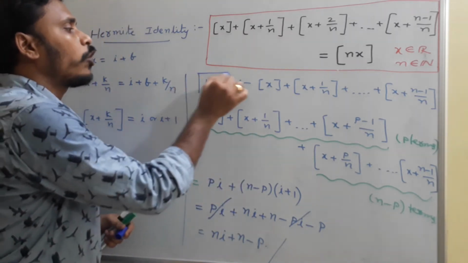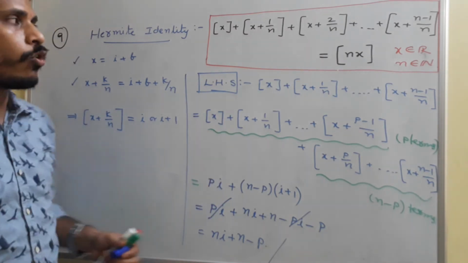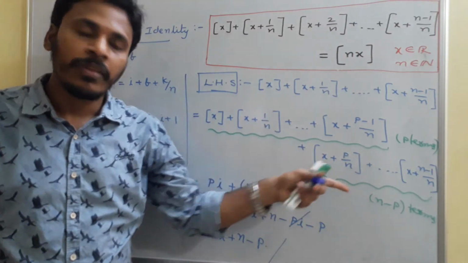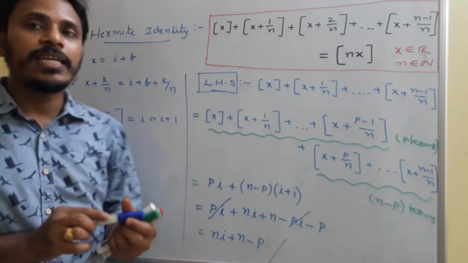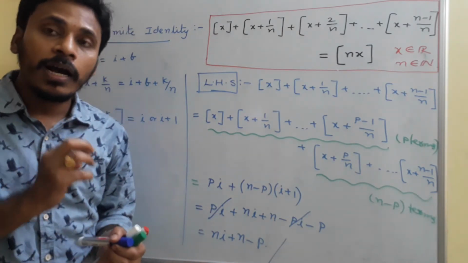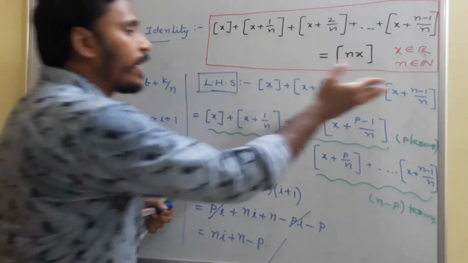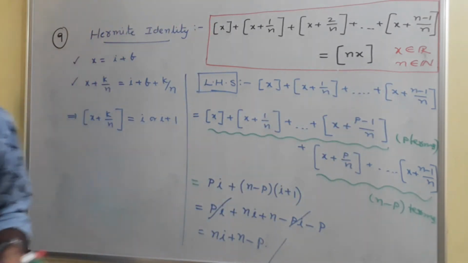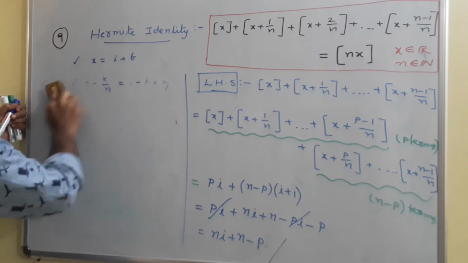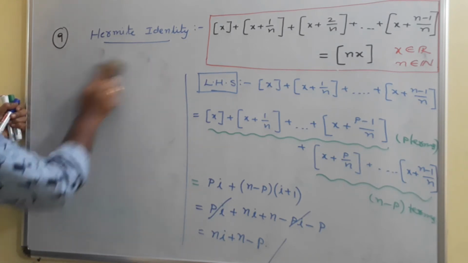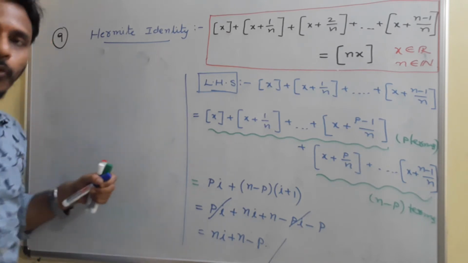And now I need to prove the right side also. That means step nx also as this ni plus n minus p. And to prove that I need some information. That information I collect from this division. See, just look there, what I mentioned to you here. I am erasing this because we know all this information. This is the left side. After that I will prove the right side.